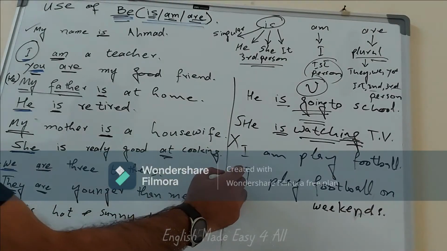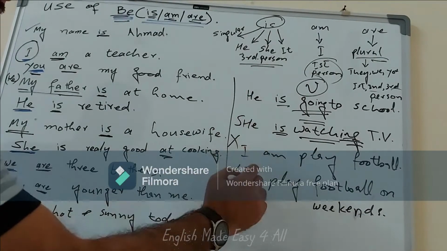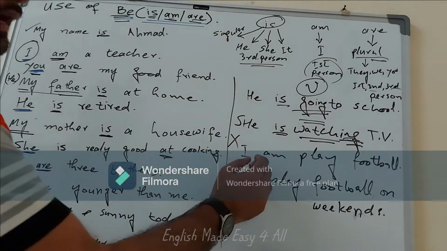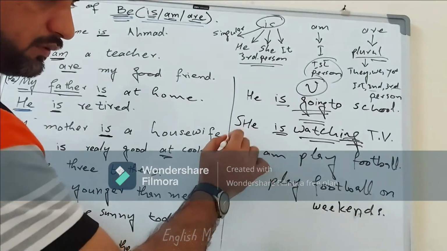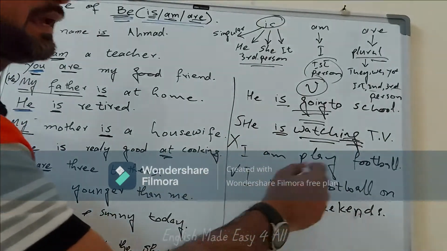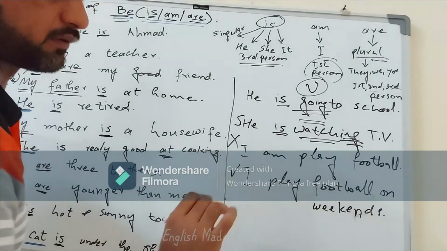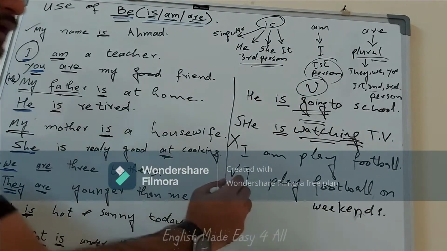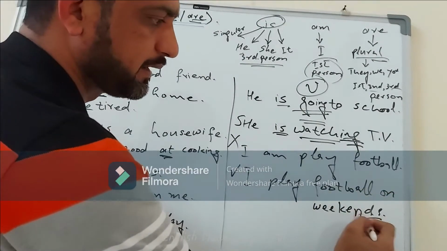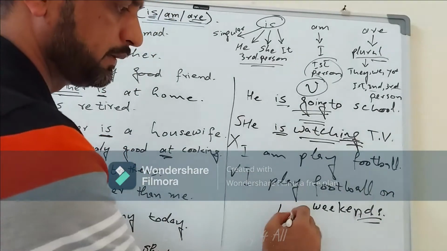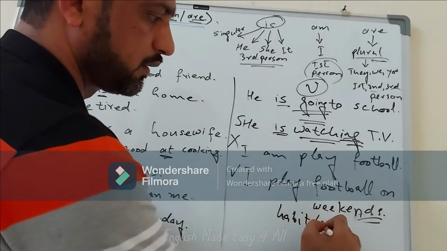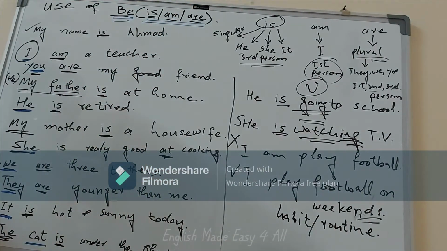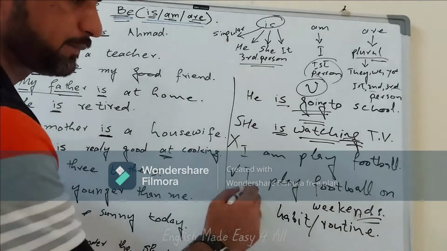You see the difference between these three? If you write I am play, this is wrong. If you say I am playing football, that is correct, but it means now. You are doing it now. But if you say I play football on the weekends, it means you are talking about some habit or routine. So for the habit or routine, we use simple present tense.